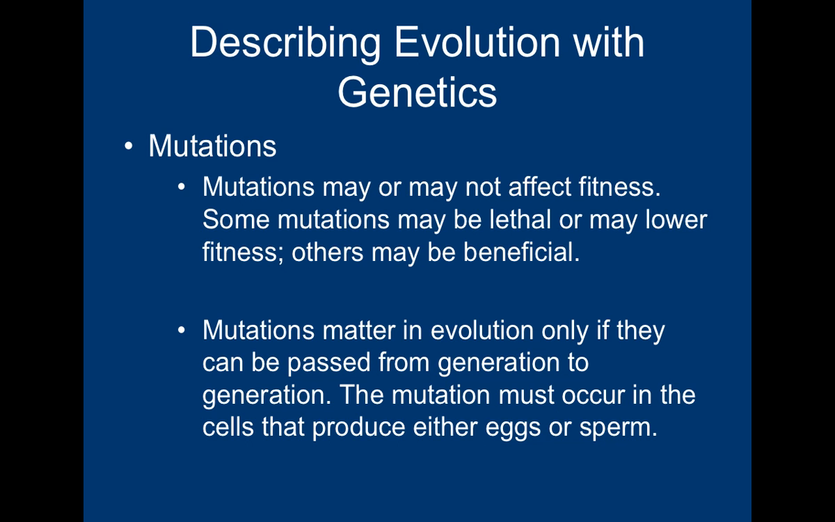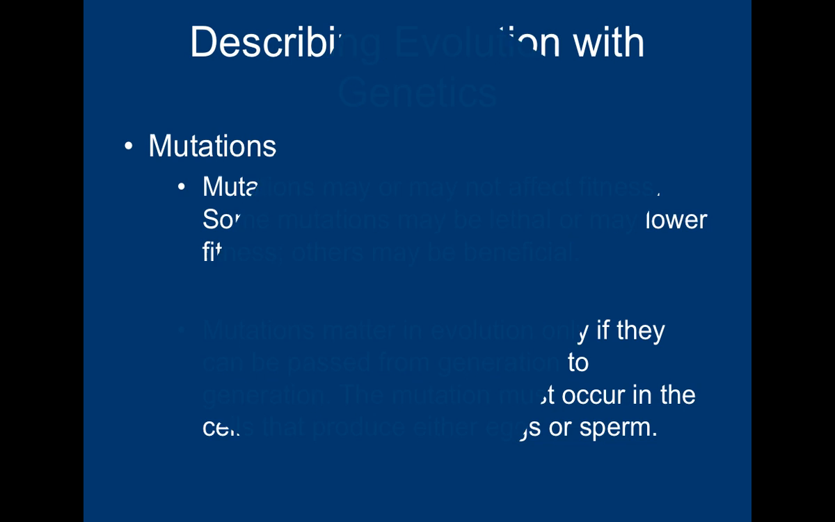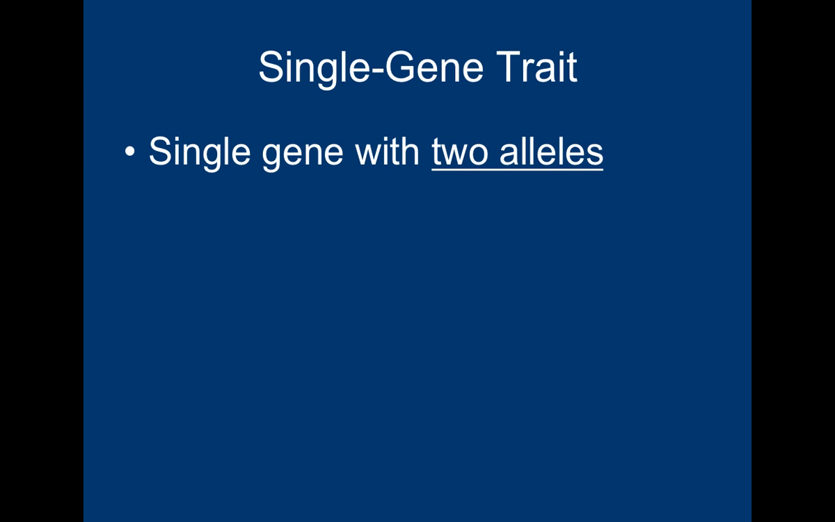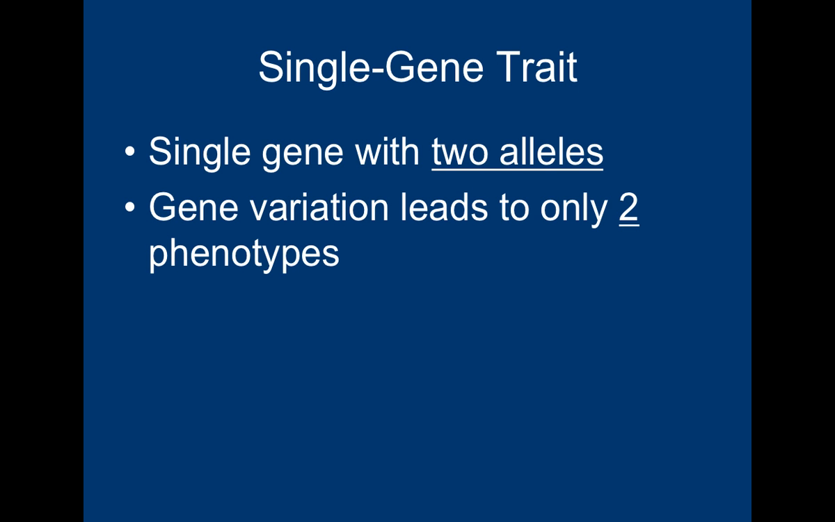So let's look at how evolution can happen on something like a single gene trait. If I have a single gene that controls a trait, I'm going to have two alleles, like light-colored fur and dark-colored fur. The gene variation gives us only two phenotypes, light or dark. That's it, and it makes the balance easier to see. Polygenic is a little bit more challenging, but we'll get to that in a second. So let's take a look at how this can happen.